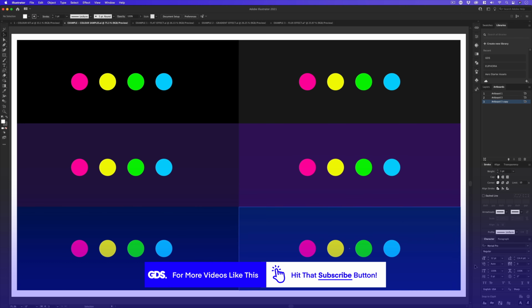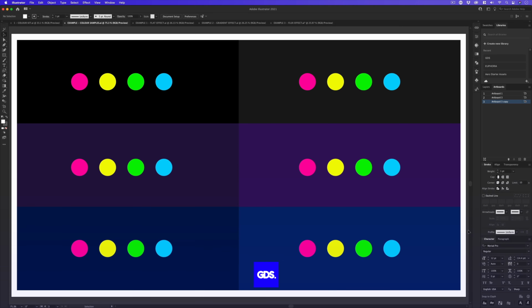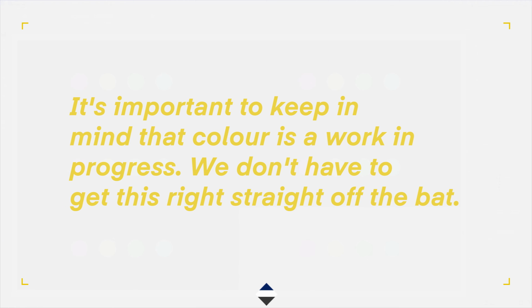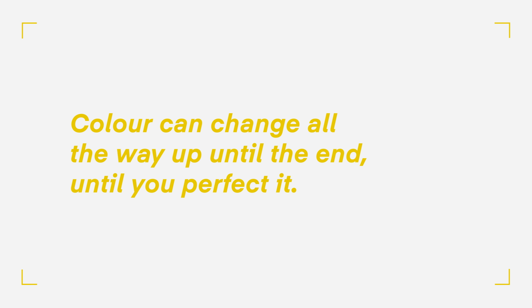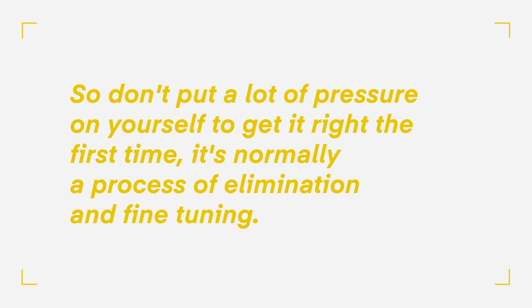Now when it comes to logo design, I always like to get some initial color samples to work with before applying them, so I have something to work with. So right now I'm happy with the initial colors here, however I'm not going to assume these are the perfect samples. It's important to keep in mind that color is a work in progress. We don't have to get this right straight off the bat. A lot of exploration, testing and trial will go into color picking and applying color. Color can change all the way up until the end, until you perfect it. So don't put a lot of pressure on yourself to get it right the first time.